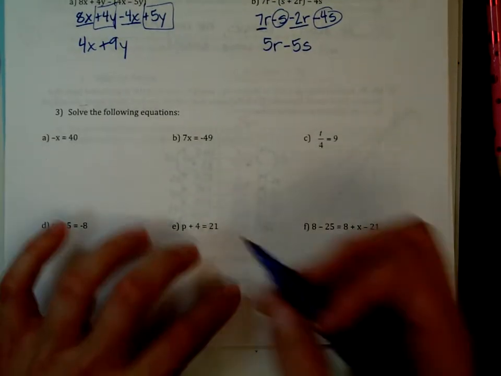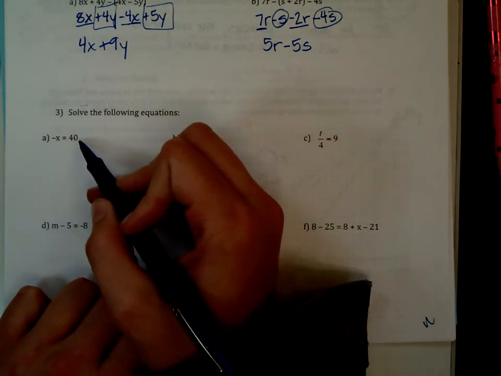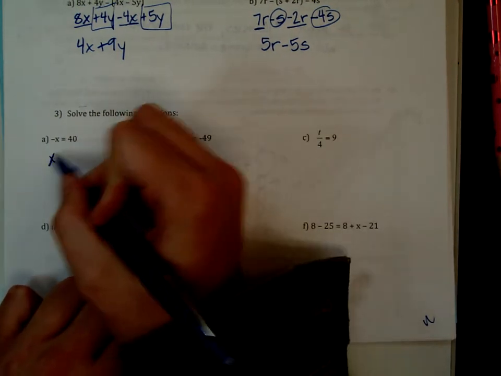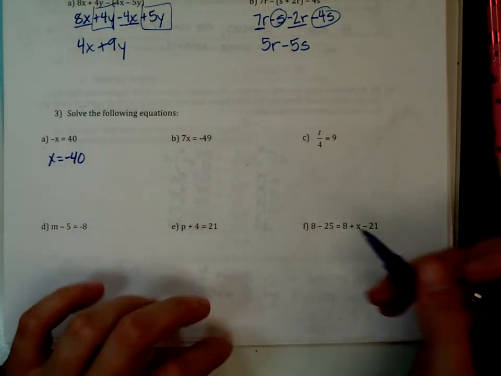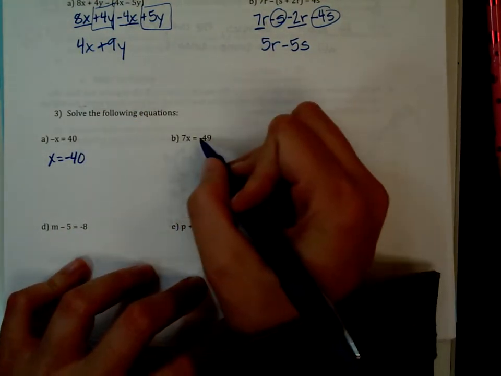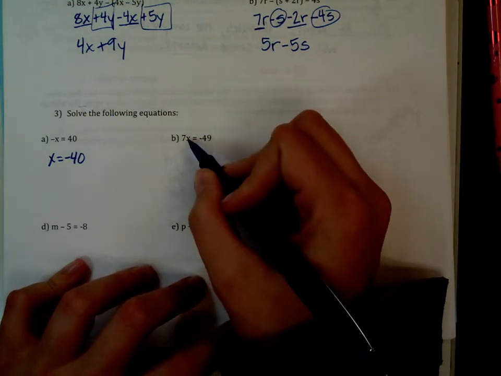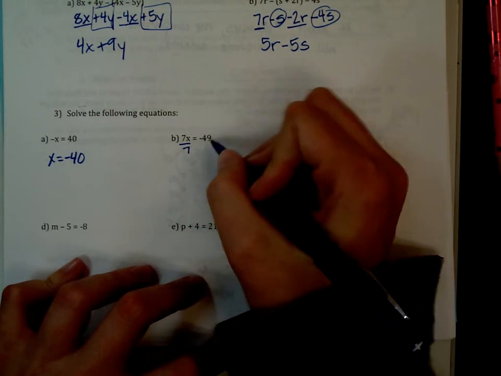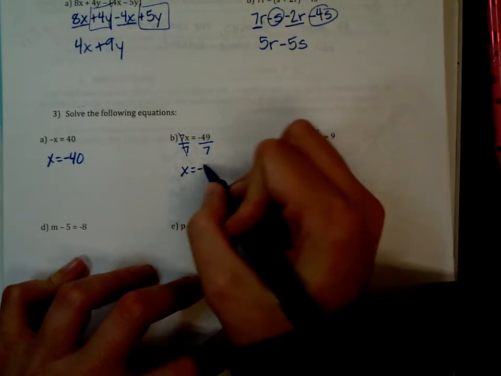Solve the following equations. So this is saying that the opposite of x equals 40. So that means that x equals negative 40. Here we have 7x equals negative 49. So this is 7 times x. So to undo that, we divide by 7 on both sides. And we get x equals negative 7.